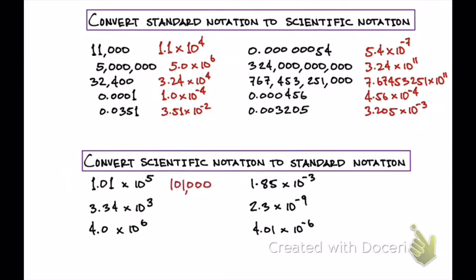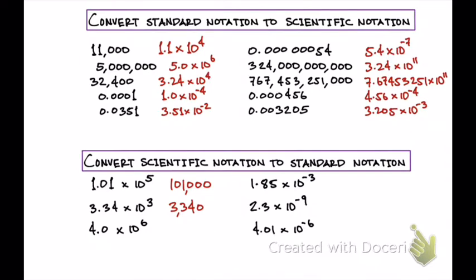Second one here is 3.34 times 10 to the 3rd power. So in standard notation, this is 3,340. You're basically moving that decimal point 3 places to the right because this is a number greater than 1 because of the positive exponent.